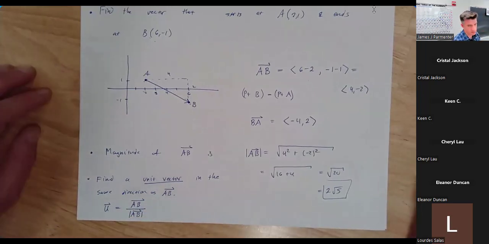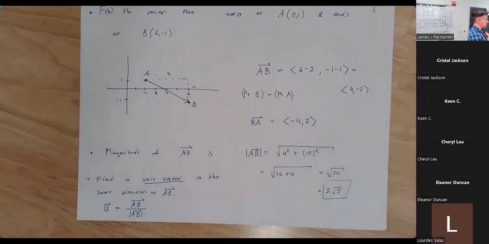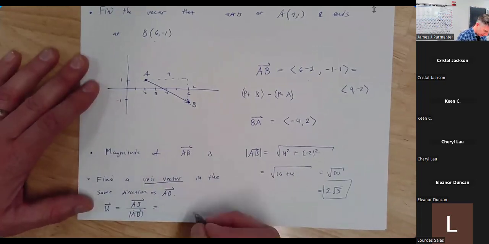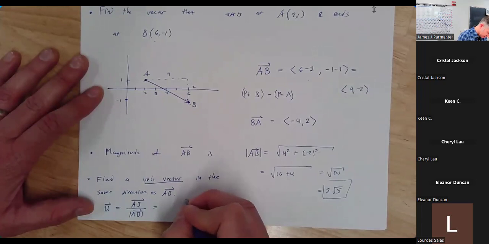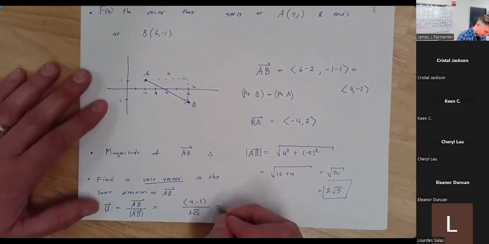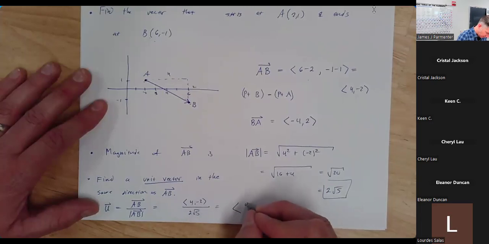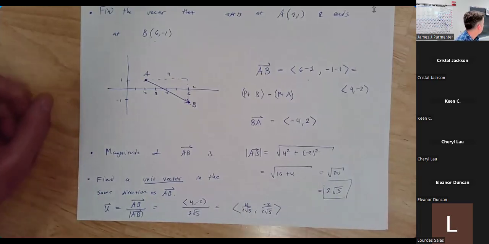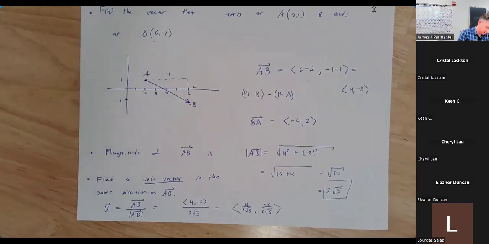And this is always what we do if you want to find a unit vector in the same direction as the original vector. You take the original vector and you divide it by its own length, so that the new length is 1. So in this case, it's a little bit not nice looking, but I would write it as (4, negative 2) all divided by 2 root 5. And I would probably break this out into two components and say I have 4 over 2 root 5, comma, negative 2 over 2 root 5. There is some simplifying I could do, but I don't really want to. I'm not rationalizing this, although we certainly could.